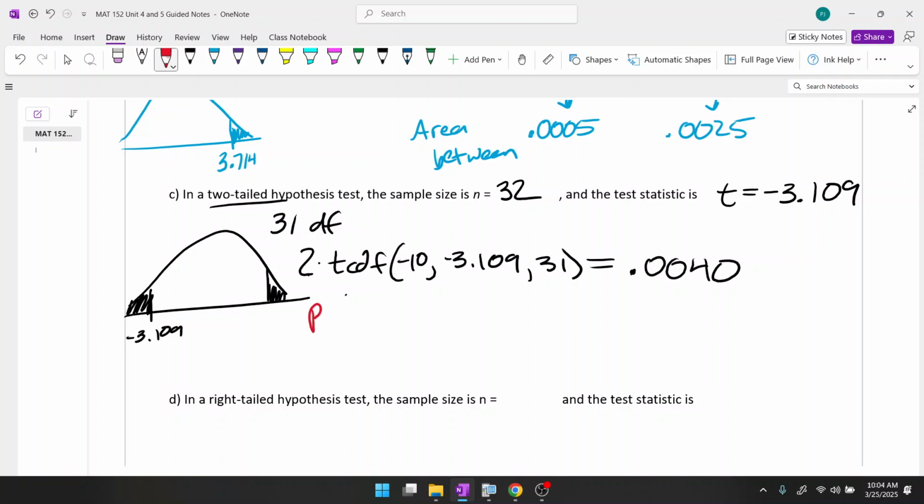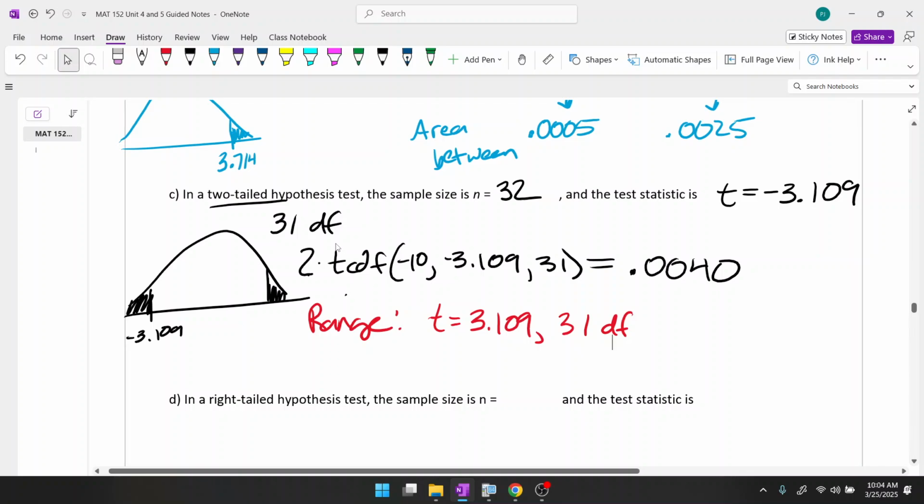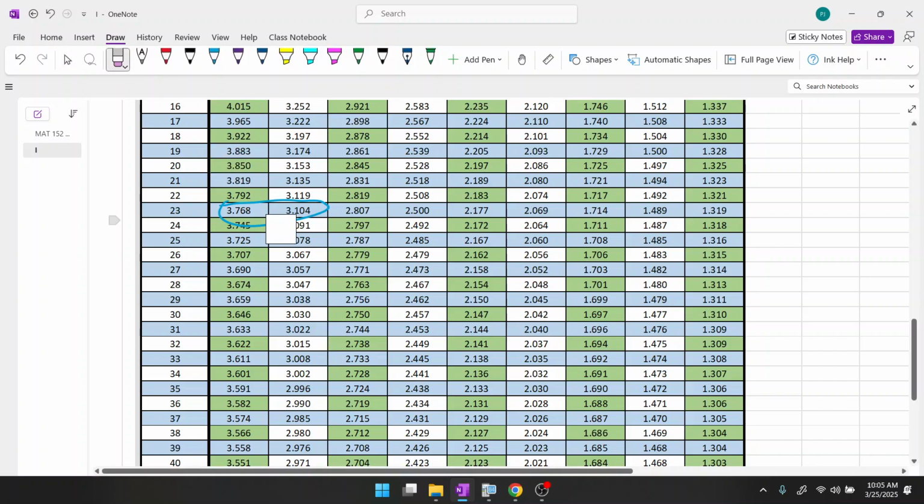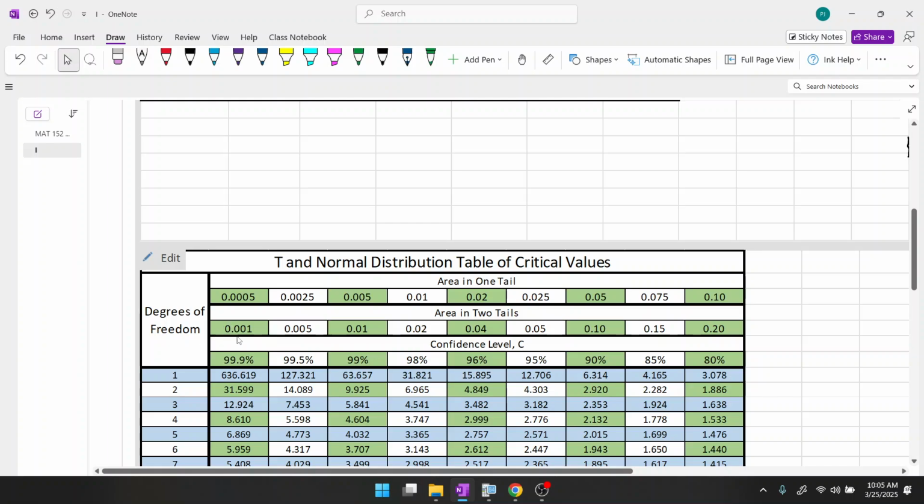And for the range, you would look for t equal to 3.109, 31 degrees of freedom. But you would actually want to find it where, so yeah, 3.109, 31 degrees of freedom. And it's going to be right in here. So I'm not going to write it out this time, but it's going to be between 0.001 and 0.005.